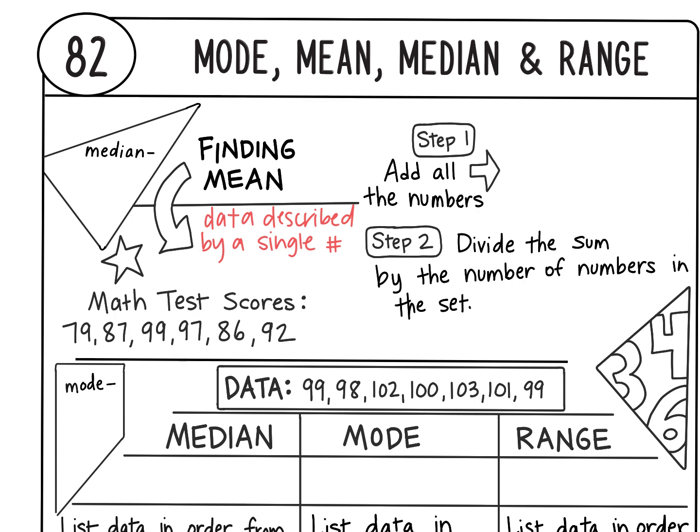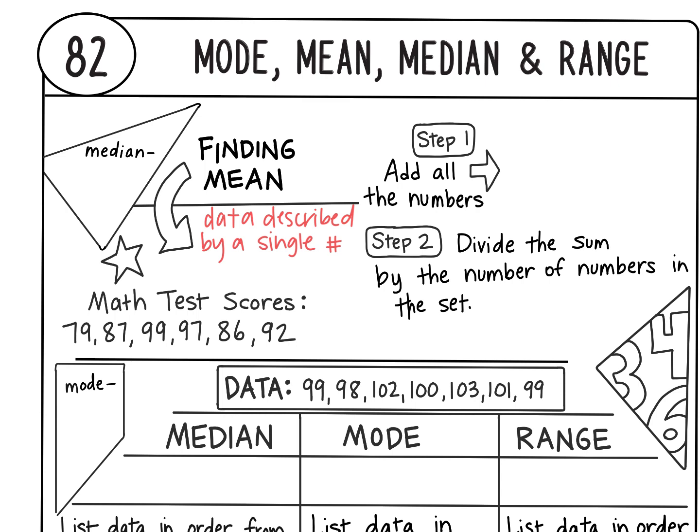So they have a list of math test scores. We got a 79, an 87, a 99, 97, 86, and a 92. Those are all of the math test scores for maybe a quarter. Okay? To figure out what the test average or the test mean is, what you're going to do is first add up all of those grades together. You're going to add all the numbers together.